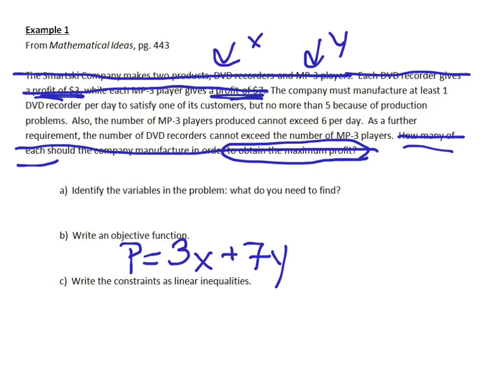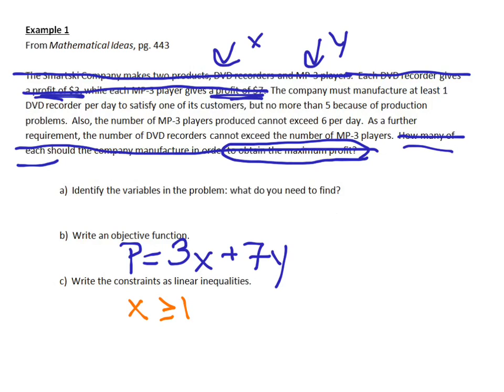And then everything in the middle would give me my constraints. So the company needs to manufacture at least 1 DVD recorder per day. So DVD recorders, that's your X. And that needs to be at least 1 per day.